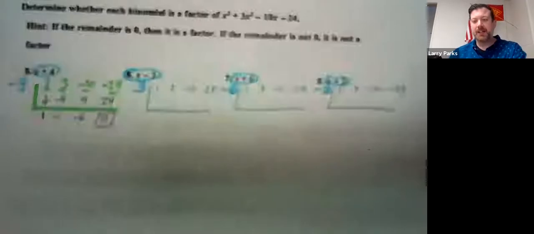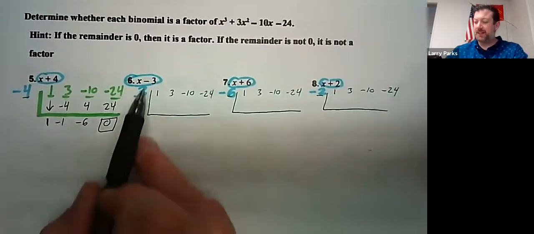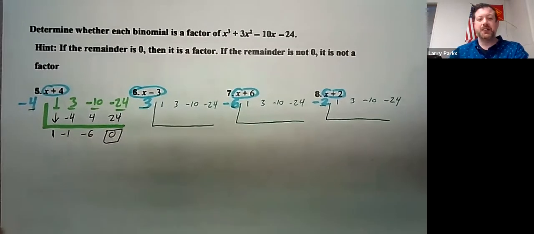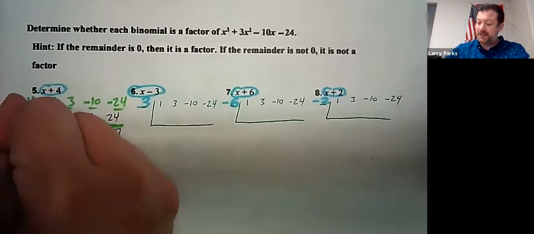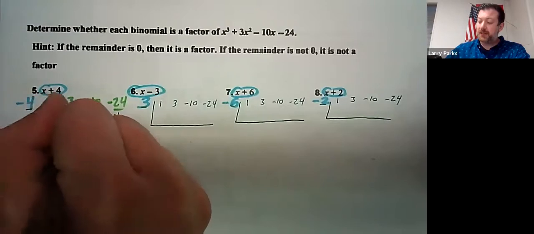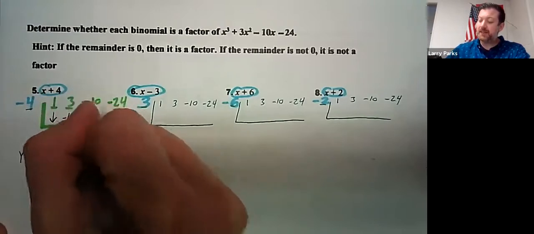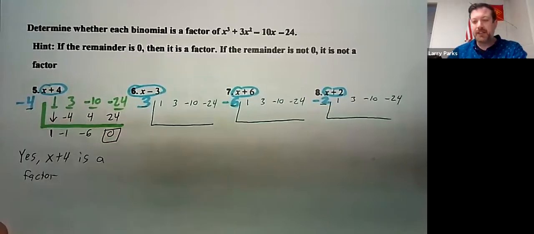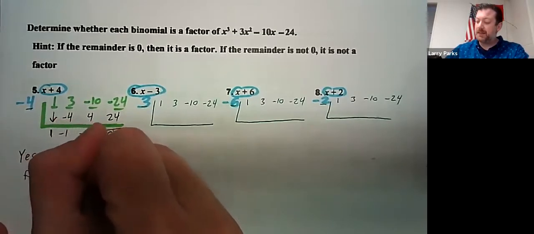I got a remainder of 0. So if the remainder is 0, then it is a factor. So you would say, yes, x plus 4 is a factor. And if they ask you to explain why, you say, because the remainder is 0.